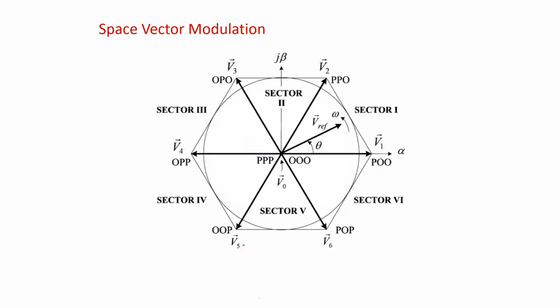So this will be the space vector diagram for the two-level inverter. This diagram is divided into 6 sectors and forming a hexagon, right? So inside this hexagon, we can inscribe a circle.